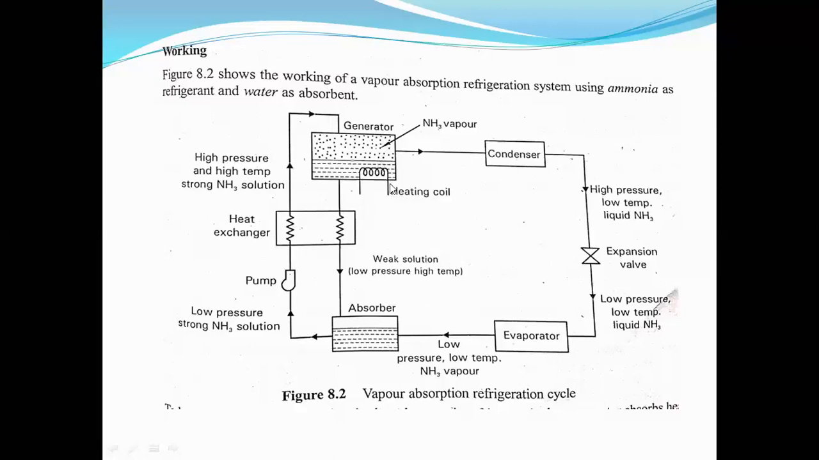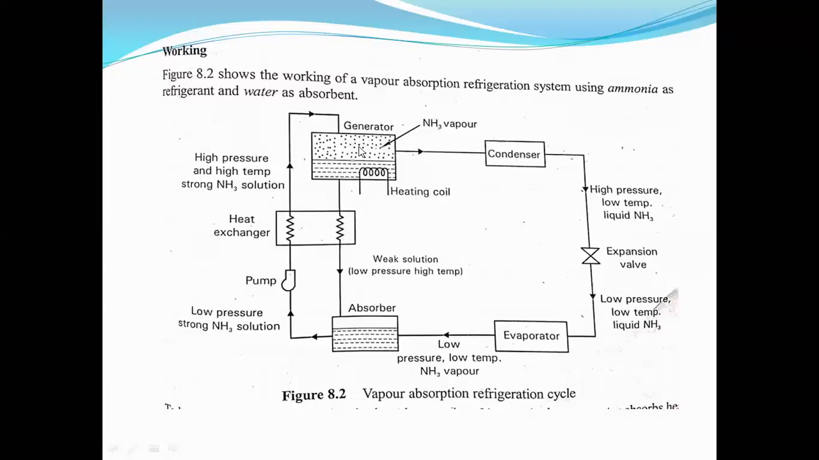You might observe here we are having a heating coil. When the high pressure and high temperature strong ammonia solution enters into the generator, the heat is supplied externally. When it is heated, we are having ammonia vapor that floats on the surface of the cabinet, and the remaining liquid leaves at the bottom portion.